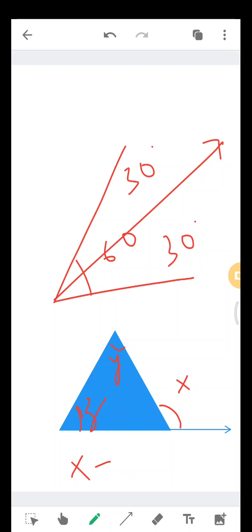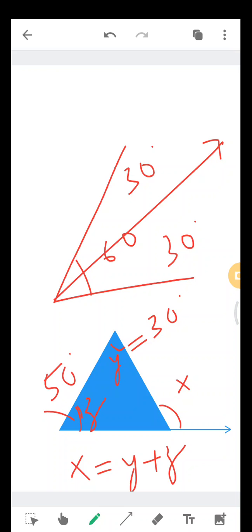So I can write x is equal to y plus z. Okay, if the value of y is 30 and if z is 50, then I can say that x is 80 degrees.